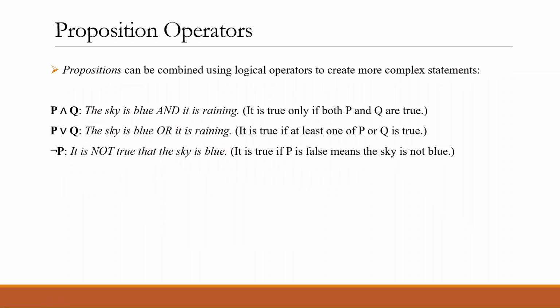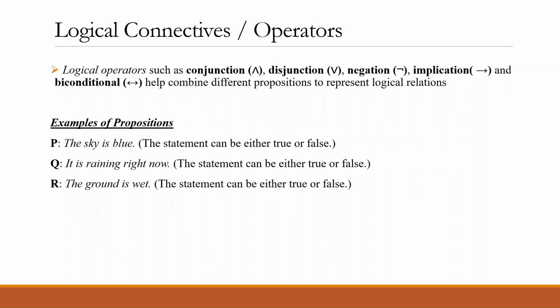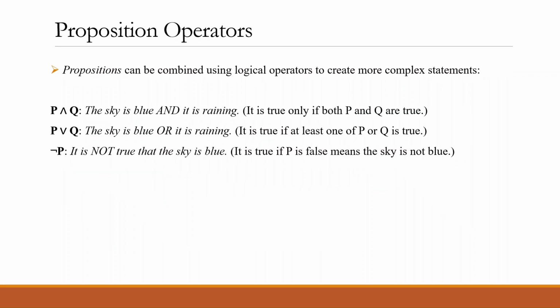Propositions, as we said earlier, can be combined using logical operators to create more complex statements. For instance, P and Q. Going back, P is the sky is blue. Q is it is raining today. P and Q is the sky is blue and it is raining. Basically we combine the two propositions. It is true when both P and Q are true.